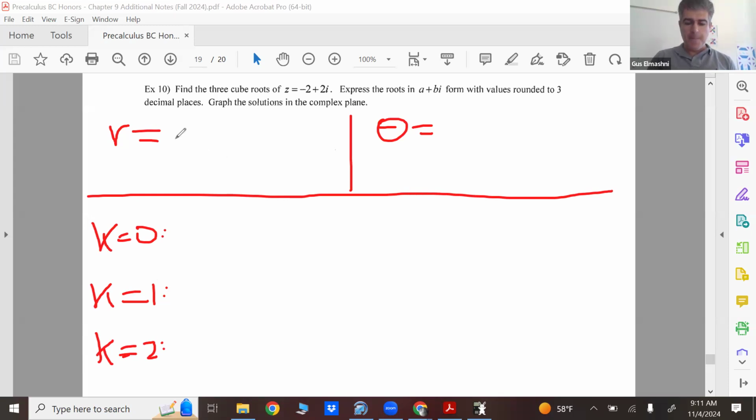What's your r, guys? √8 or 2√2. What's your theta? Good. 5 pi over 4. Wait, no, not 5 pi over 4. 3 pi over 4. Okay, good. Okay, to get this kick started.